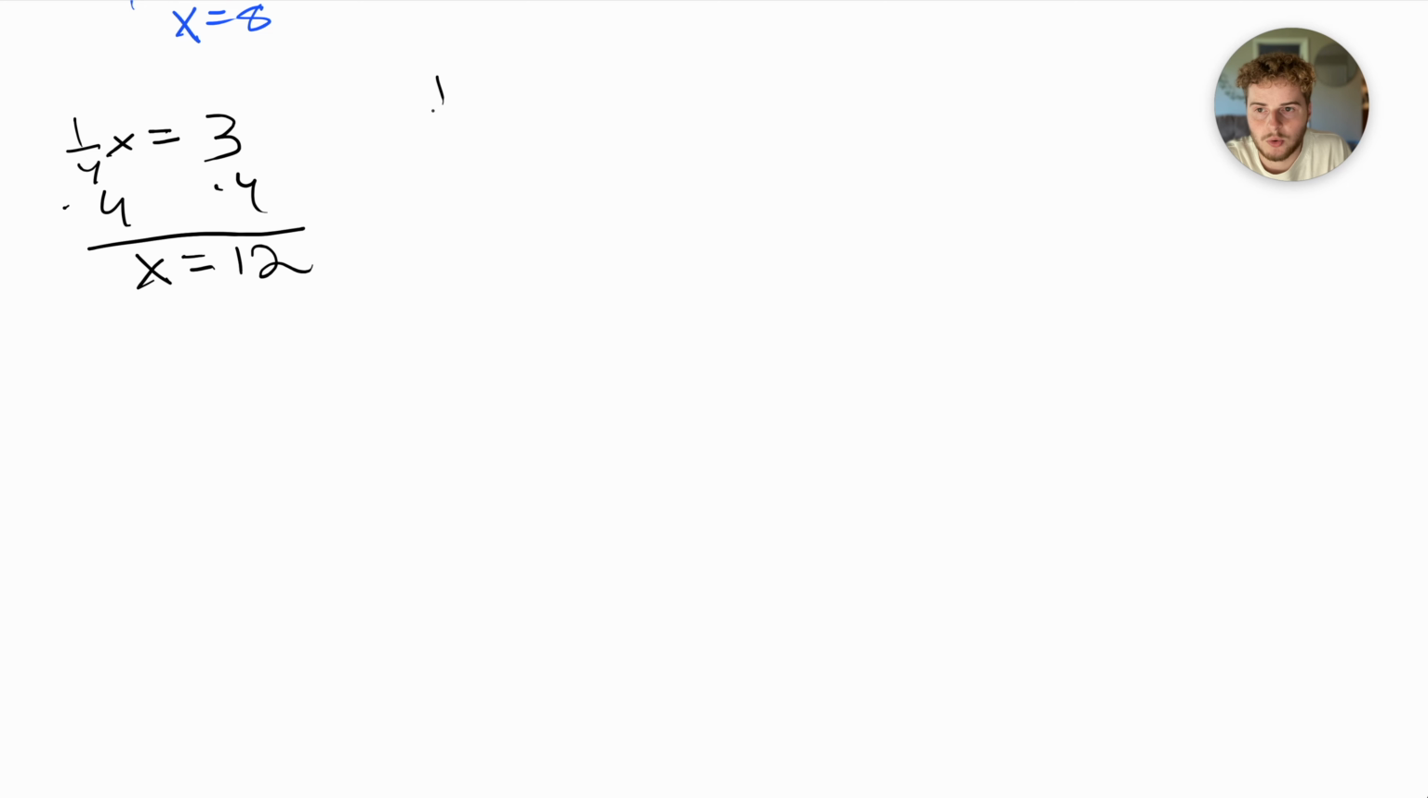Let's plug that into the equation just to see if that is correct. 1 over 4 times 12 is the same thing as saying 12 divided by 4, which comes out to 3. And 3 equals 3 is a true statement, meaning that we solved that equation correctly as well.